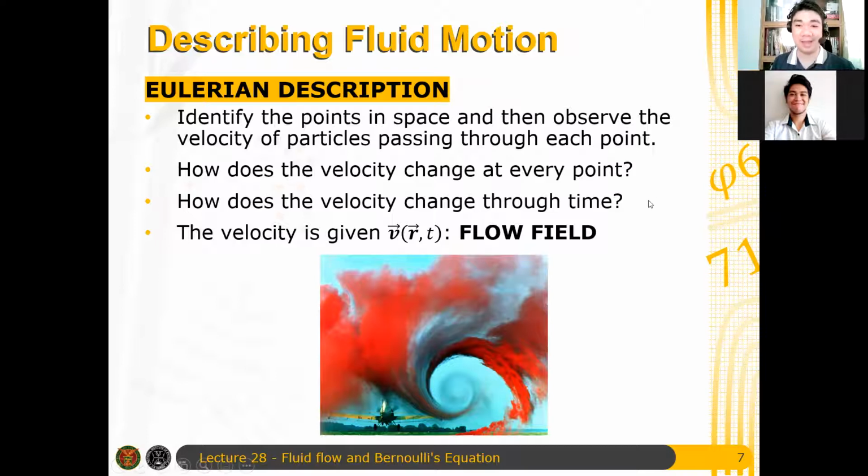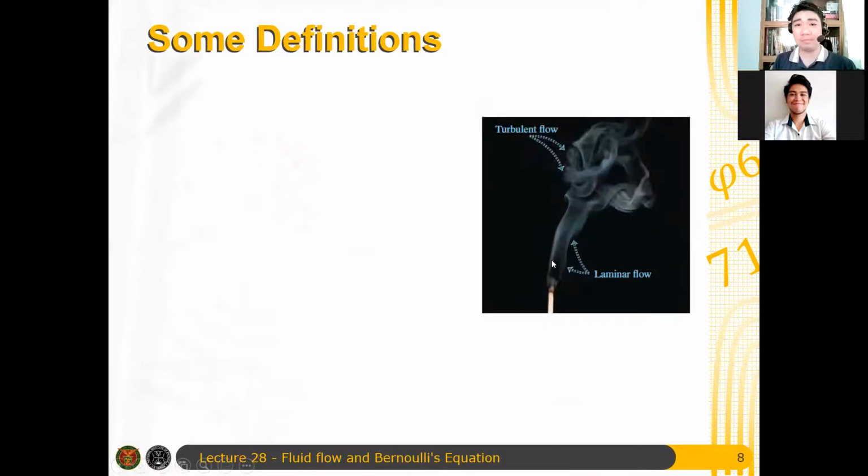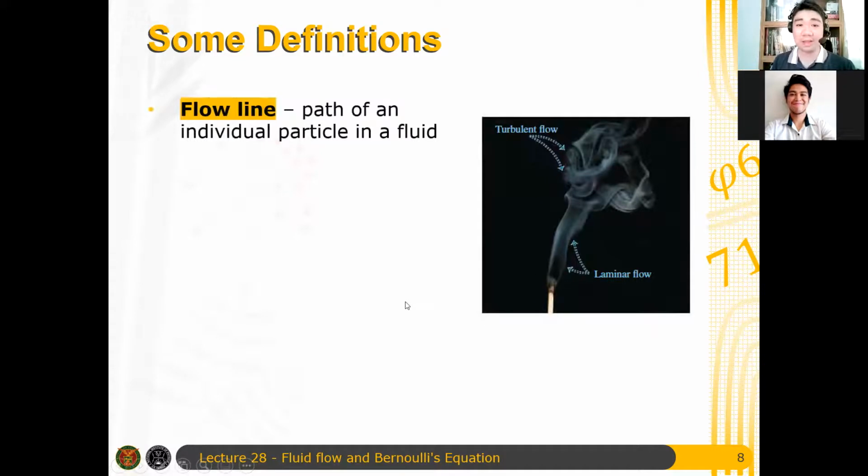None. Okay, sige. Now, we define some terms related to the dynamics of fluids, because this is what we will base the meaning of an ideal fluid on. The focus of this session is what an ideal fluid is, and that's what we will base our equations on. So here are some definitions. First, a flow line is a path of an individual particle in a fluid.